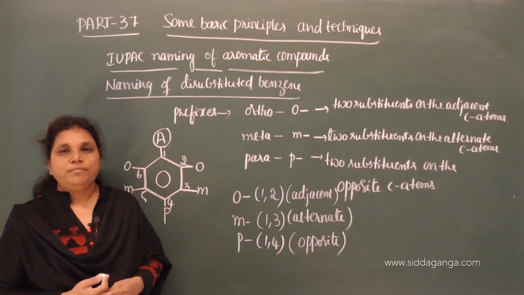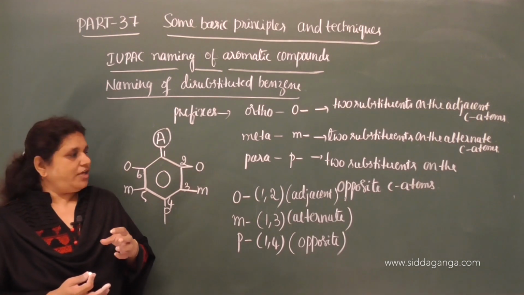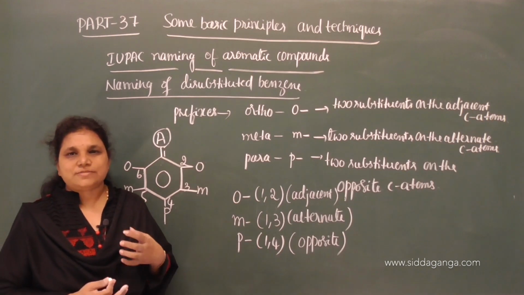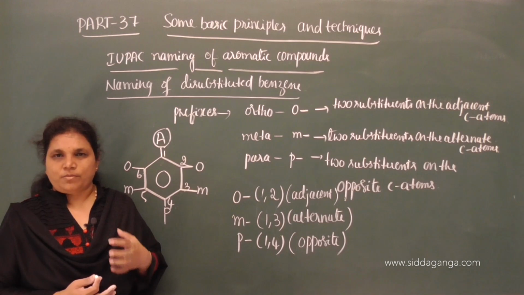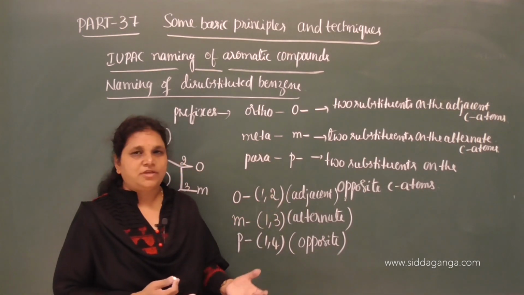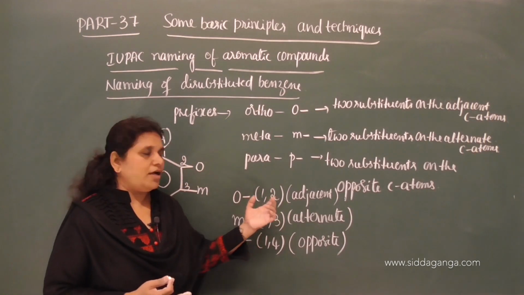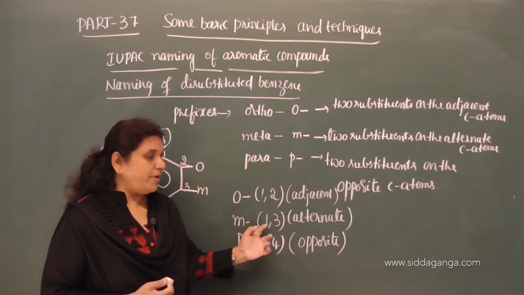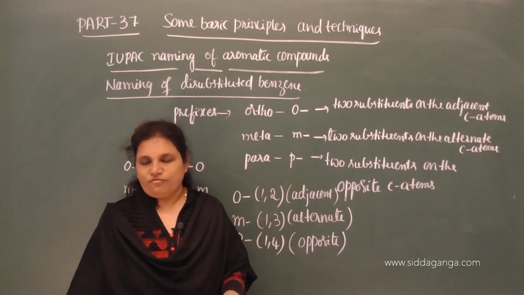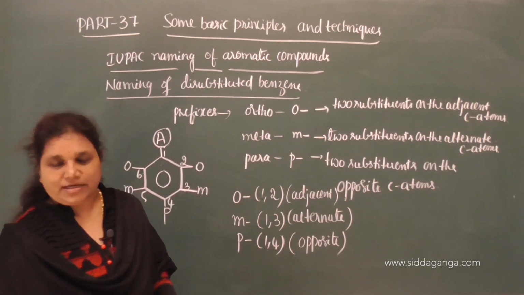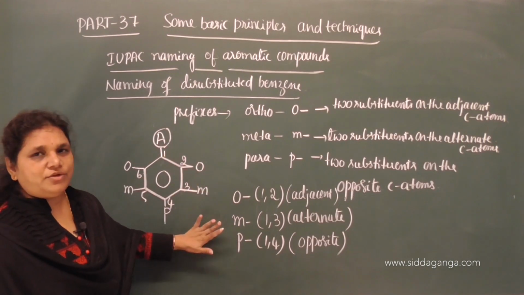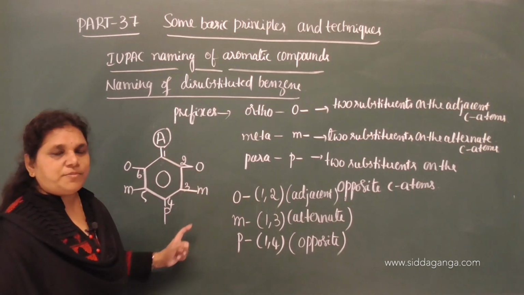O, M, P are the symbols that we can use as a prefix to indicate the position of 2 substituent groups on the benzene ring in a common name system. And in the IUPAC system, for the adjacent position, for ortho, 1, 2 are the locants, for meta 1, 3, and for para it is 1, 4. So, let us consider a few examples here. I think you should note this down and try to remember the positions.